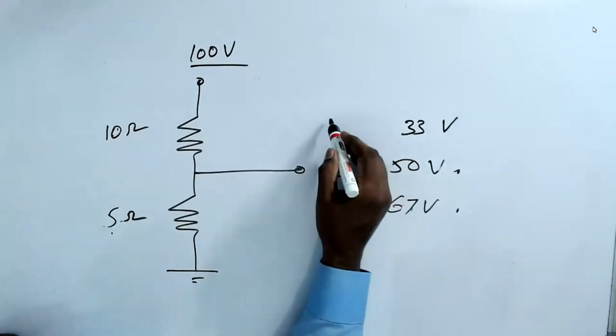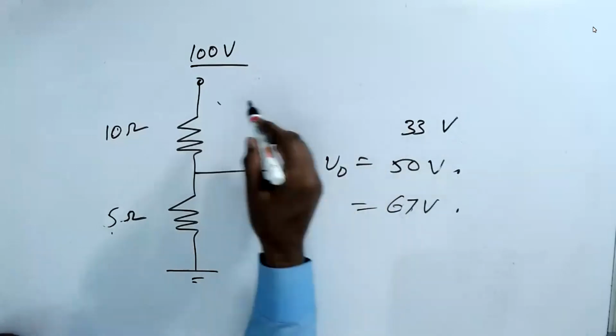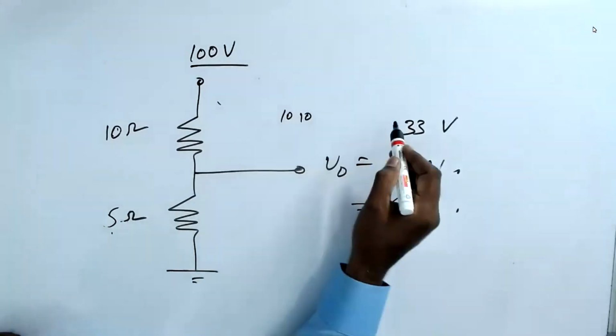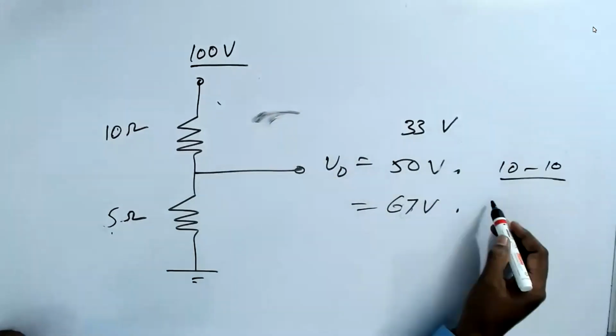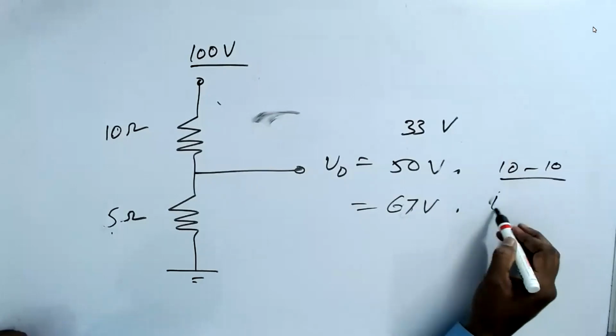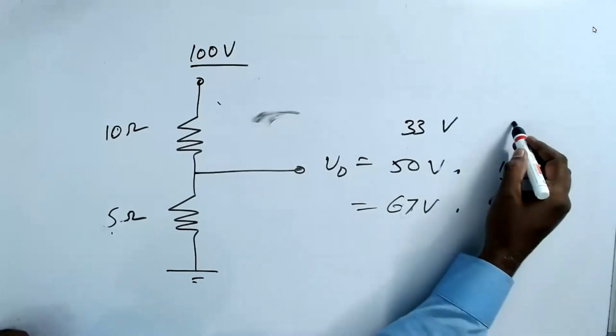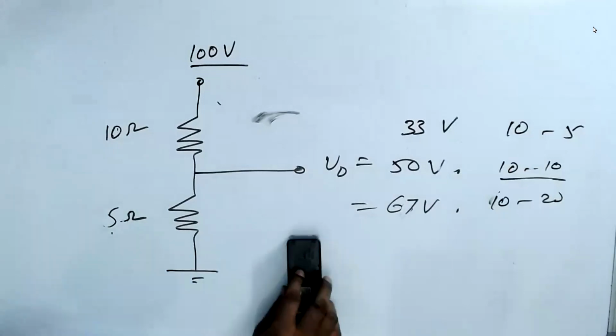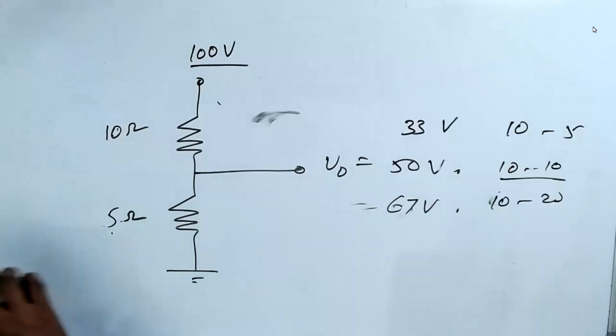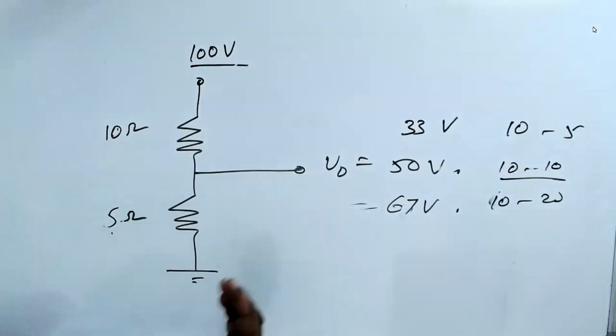That is, when this is 10 and 10, 10 and 20, 10 and 5. The three combinations. You need to understand this. This is your problem, I cannot explain it to you anymore. I've already explained this in the electrical session.